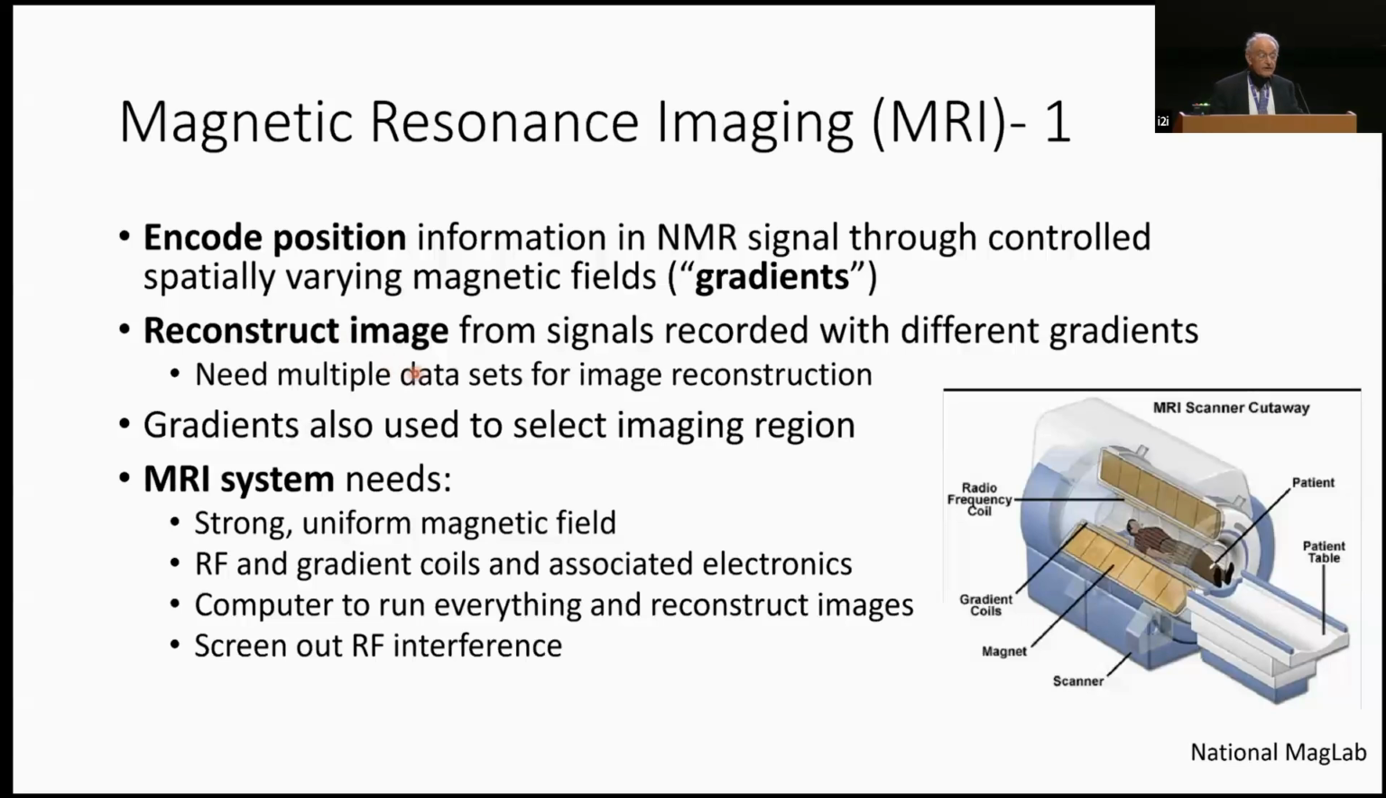And so using gradients in different directions and different strengths, we can actually encode enough information in the data to reconstruct the images. So we typically have to do this multiple times in order to get enough data to actually make an image.